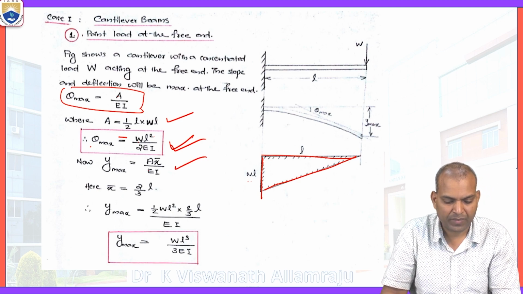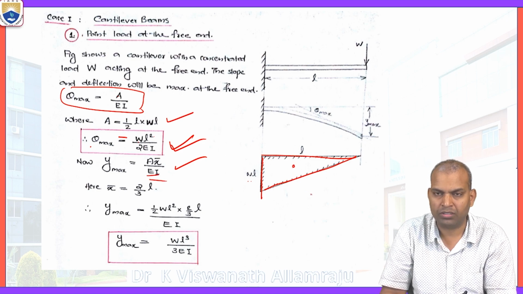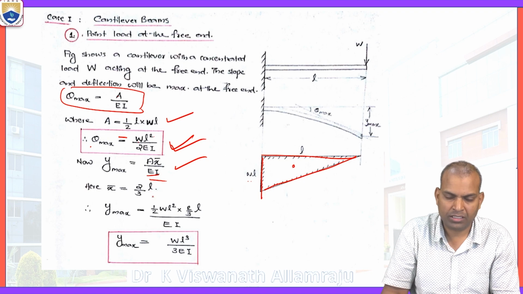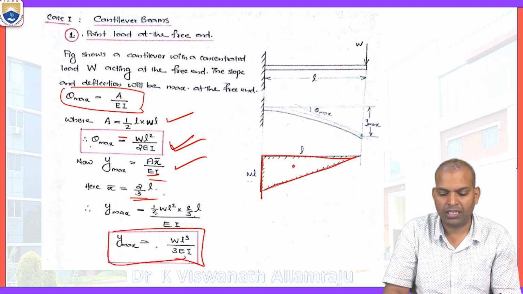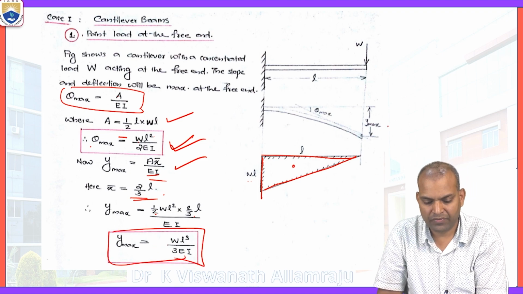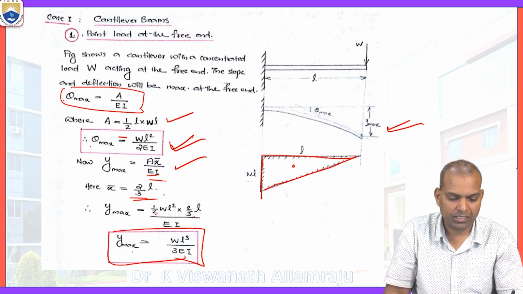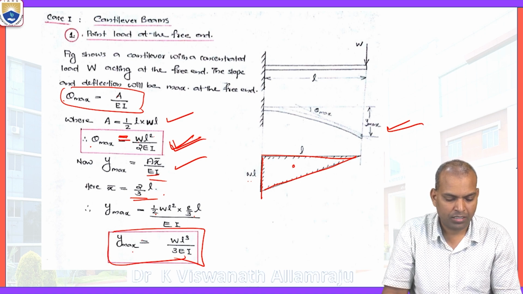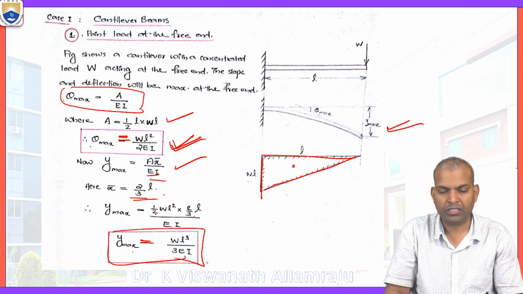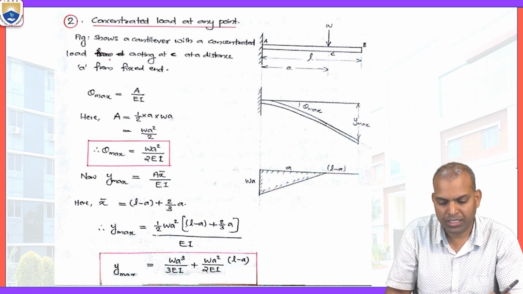A we know. What is the x bar? It is at a distance of 2/3 times L. Substitute x bar and A value here, that is WL cube by 3EI. This WL cube by 3EI, what is it? Y maximum, the maximum deflection. And the theta maximum is WL square by 2EI, and Y maximum equal to WL cube by 3EI.